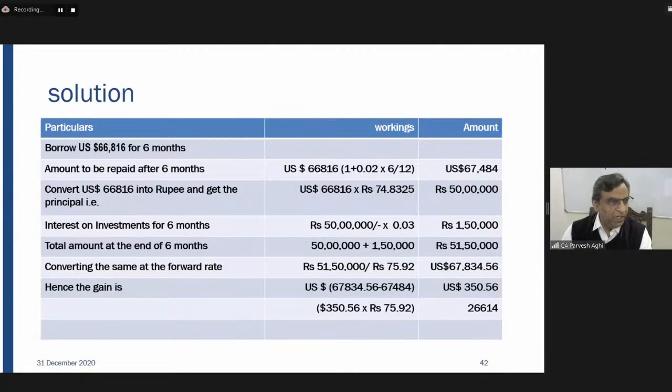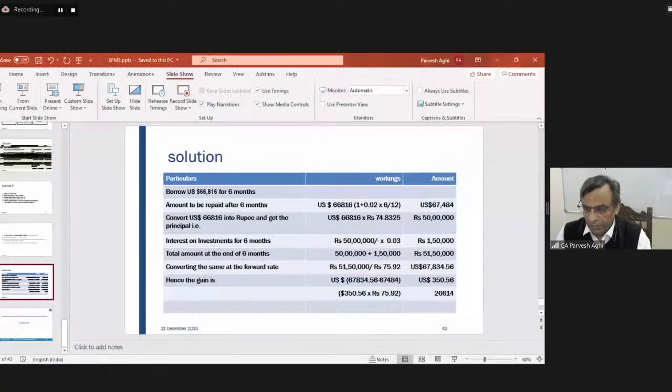Okay. So you can just try to see. In the meantime, I move on to the next chapter. Okay. So we have finished this exchange rate determination. So now I'm going to go to your next topic.